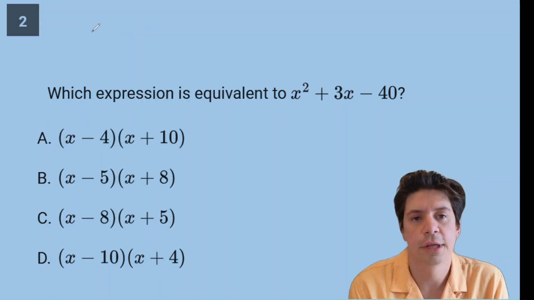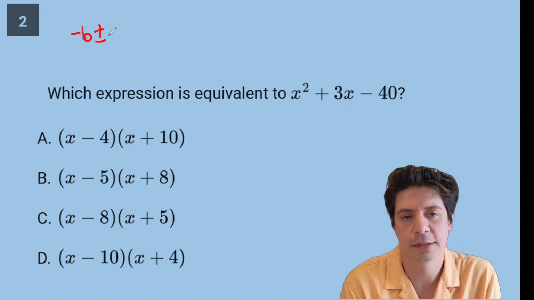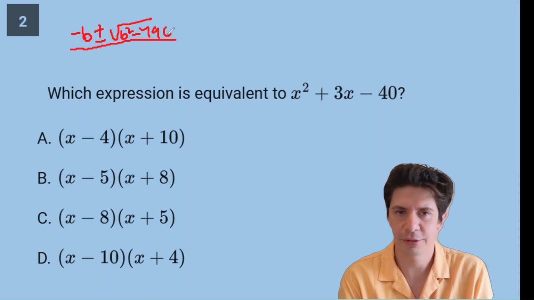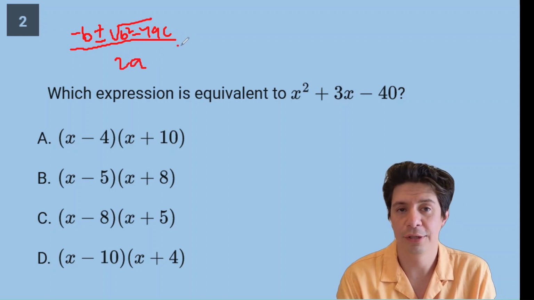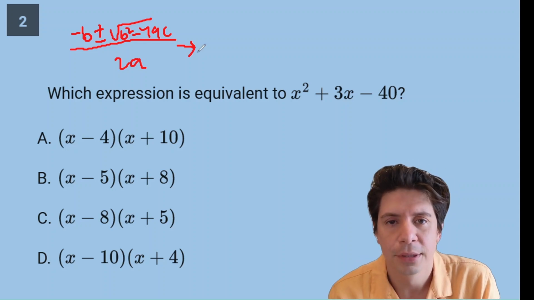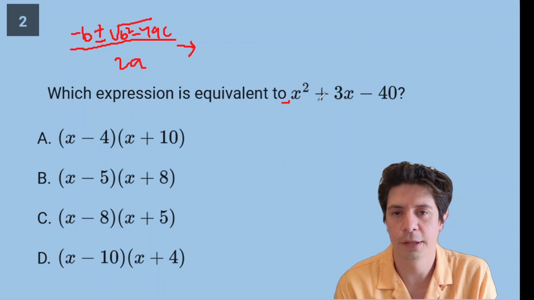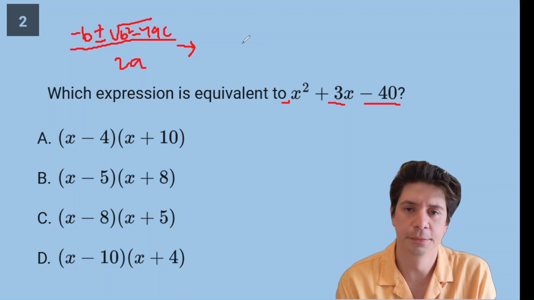Okay, so then if you're going to do the quadratic equation, you're going to do negative b plus or minus the square root of b squared minus 4ac, and I'm going to show you why this one is just worse, right? Because there's so much more work, all over 2a. I'm really doing this not to show you how to do it, I'm showing you why you shouldn't do it. So this is the a value, 1. This is the b value, 3, and this is the c value, negative 40.